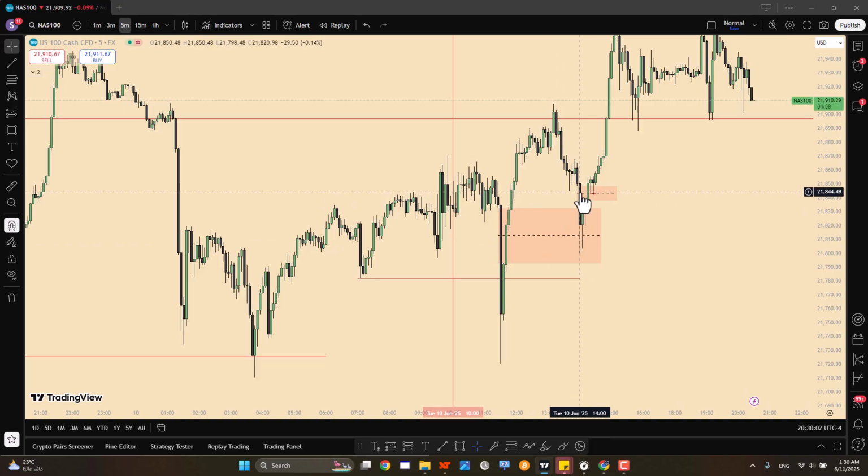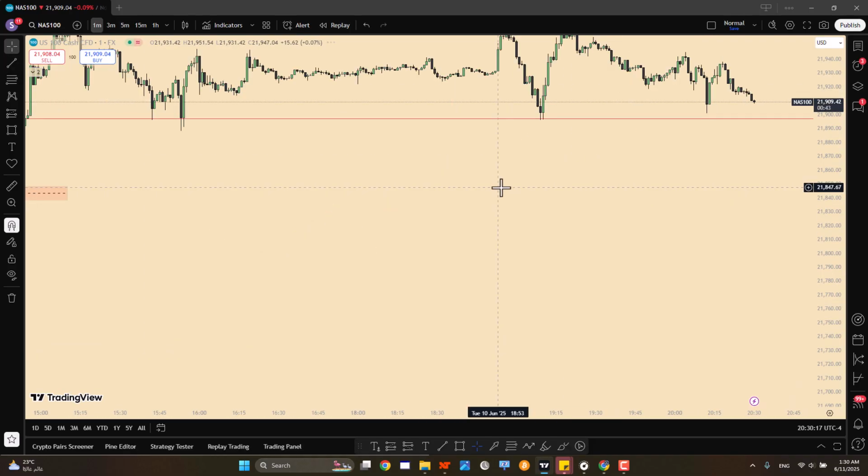That means I'm gonna work with imbalances, and I usually work with imbalances when we have these sudden moves to the downside, where they don't leave highs and lows behind, so you have only imbalances to work with. And this is how I use imbalances.